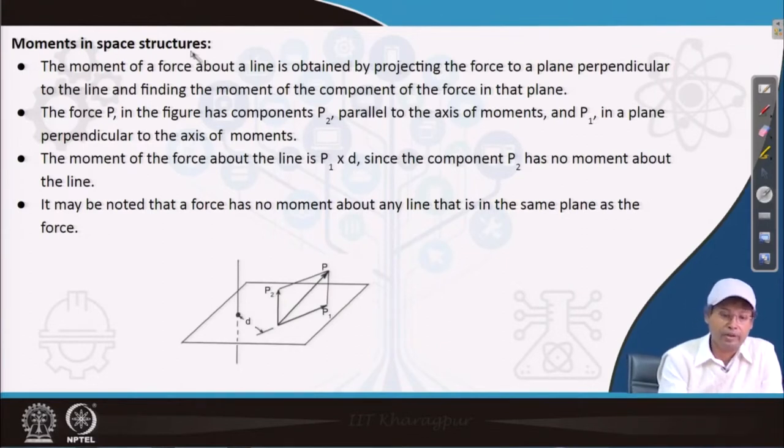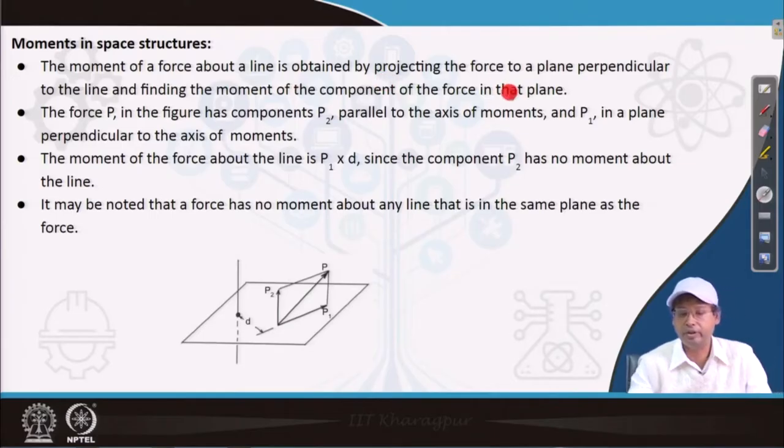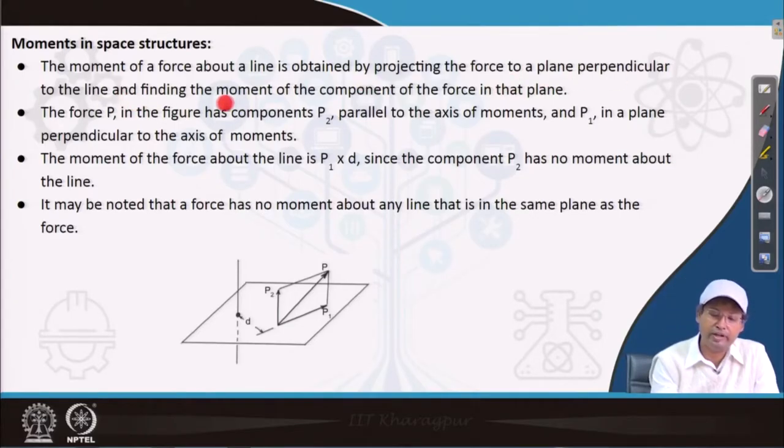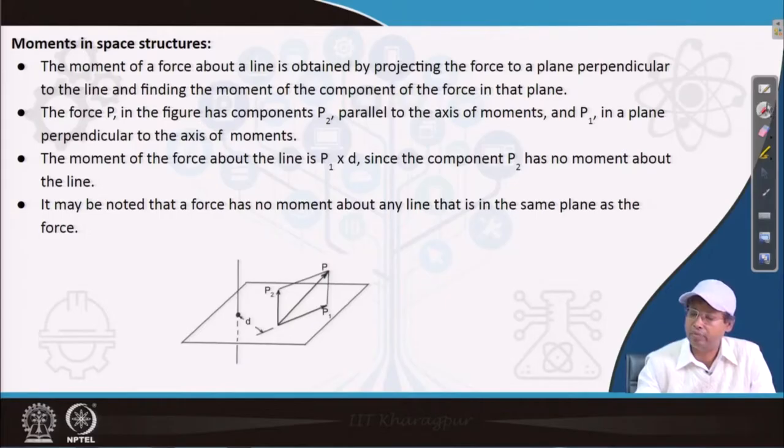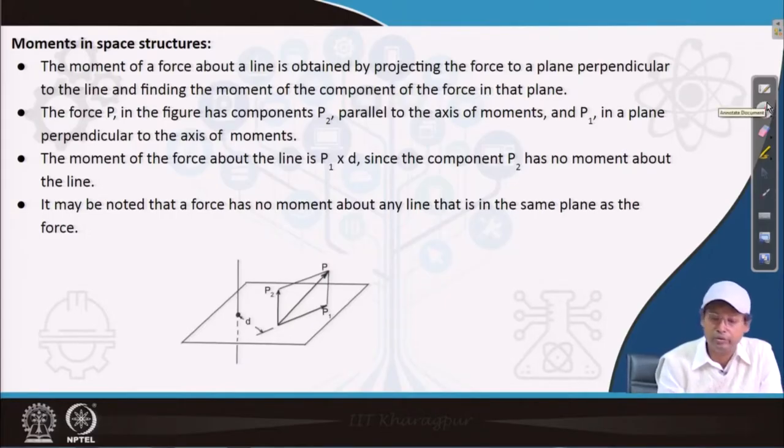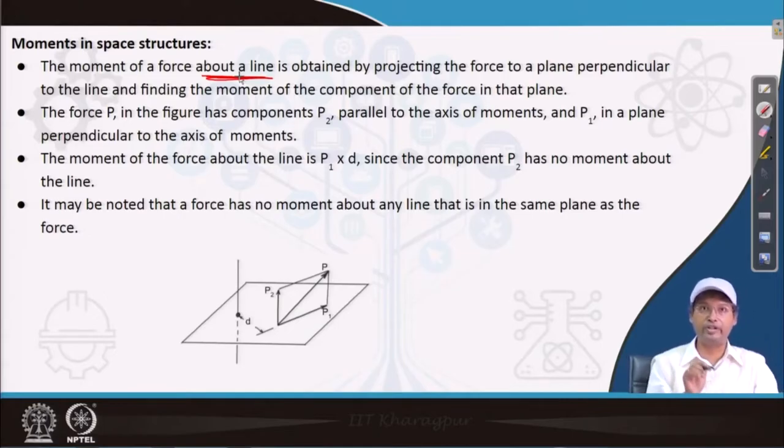Moment in space structure: the moment of a force about a line is obtained by projecting the force to a plane perpendicular to the line and finding the moment of the component of the force in that plane. Apparently, there are two things I should mention. In two dimensional or plane frame structures, we were taking moment about a point, not about a line. So, please note that it is about a line.